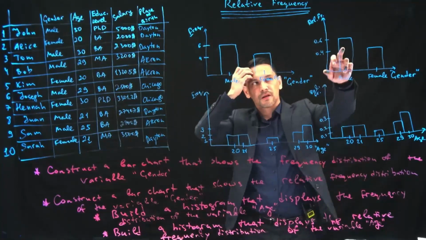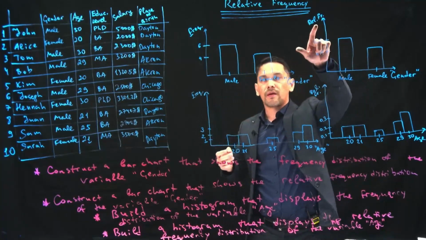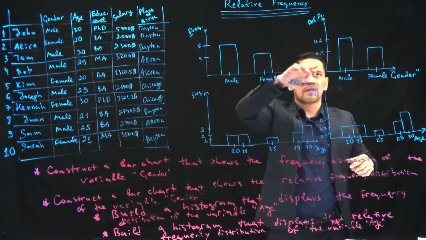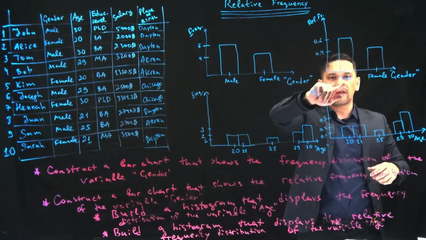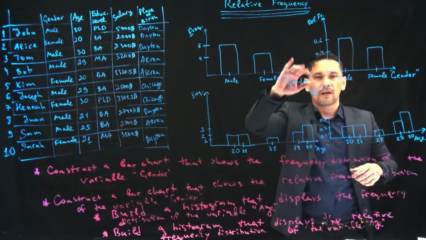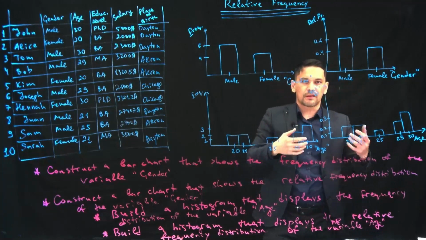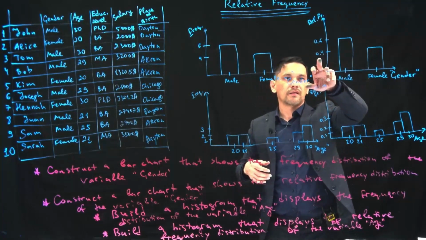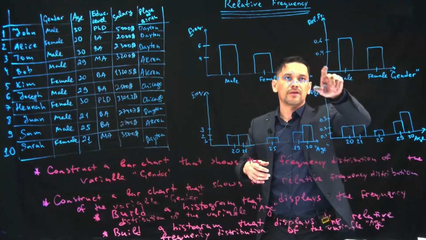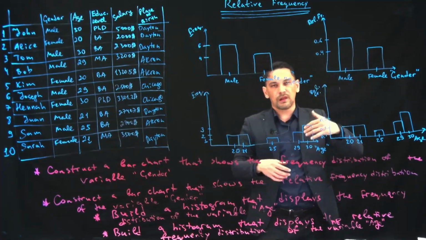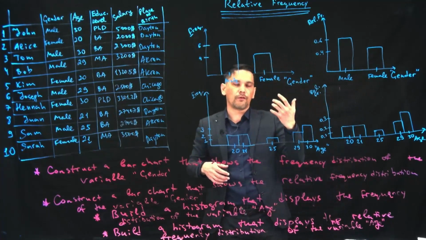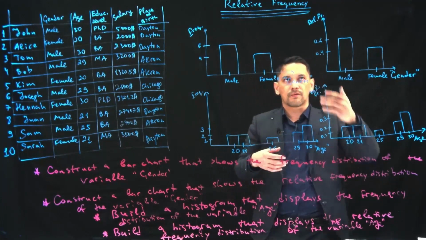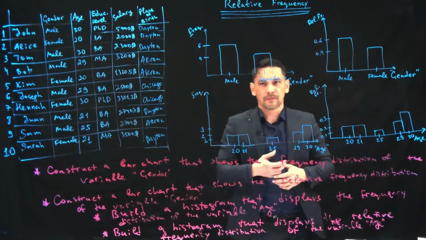Now, in this bar chart, the y-axis is showing relative frequencies instead of frequencies. So I can see in this bar chart that the relative frequency of the value male is 0.6. That means 60% of the employees are males. Now I can see that the relative frequency of the value female is 0.4. In this context, it means that 40% of all the employees are females. Okay, that's how you can interpret the relative frequency in this context.